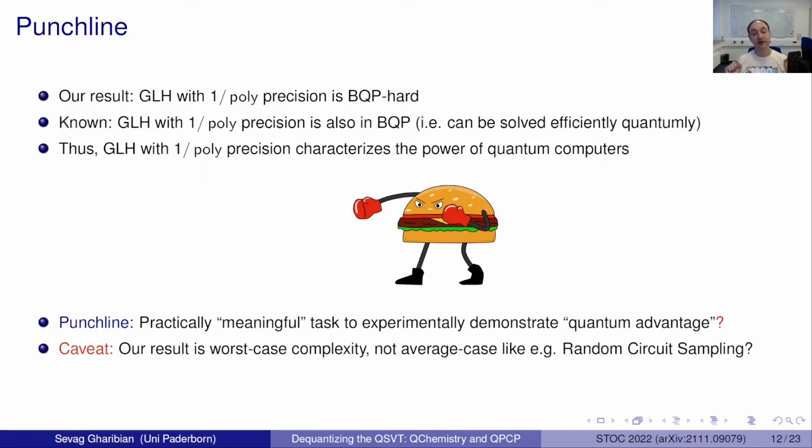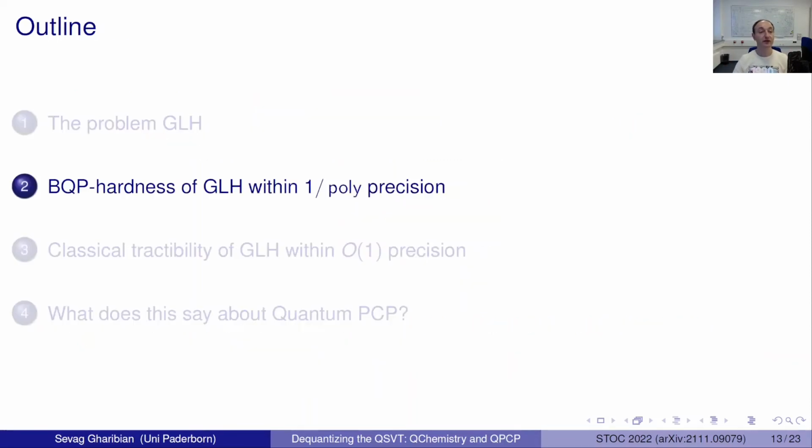And so here, let me be very clear, right? Our result is a worst case result. And in contrast to these other really nice results like random circuit sampling, boson sampling, there you're really trying to get average case hardness results in a noisy model. The bar for hardness is much higher there. So we're doing worst case results in a noise-free model. So you should really view our work as the first baby steps towards something like an average case noisy hardness result. Good. So that's the punchline for GLH. Now let's move to showing BQP-hardness within 1 over poly precision.